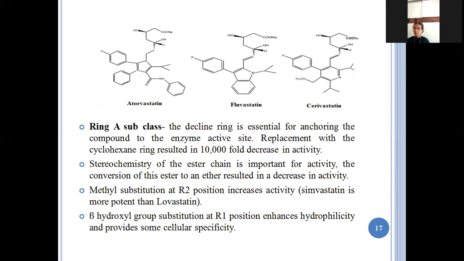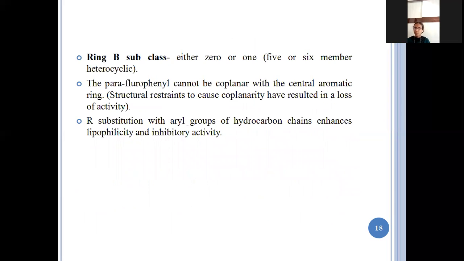The methyl substitution, if it is done in the second position, increases the activity. So simvastatin is more potent when we compare it with lovastatin. Next, beta-hydroxy group substitution at the R1 position will enhance the hydrophilicity and provides some cellular specificity. Next, the ring subclass is either 0 or 1, a 5 or 6-membered heterocyclic ring.